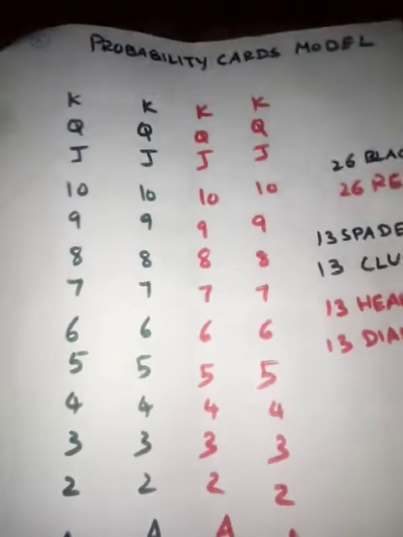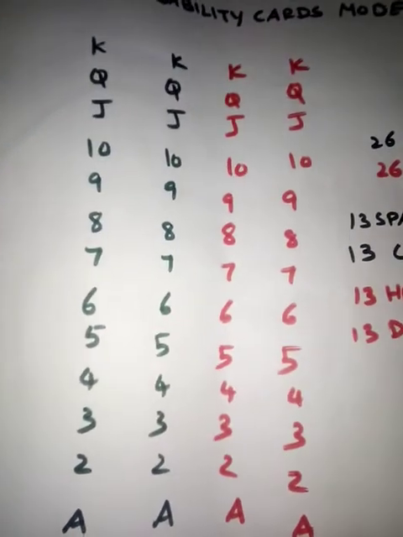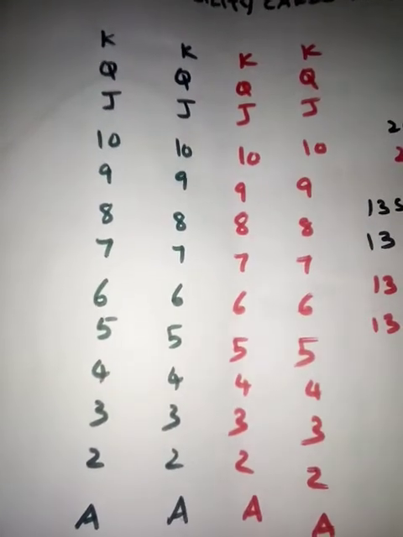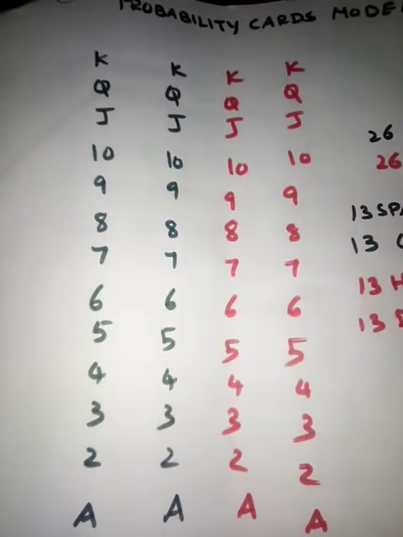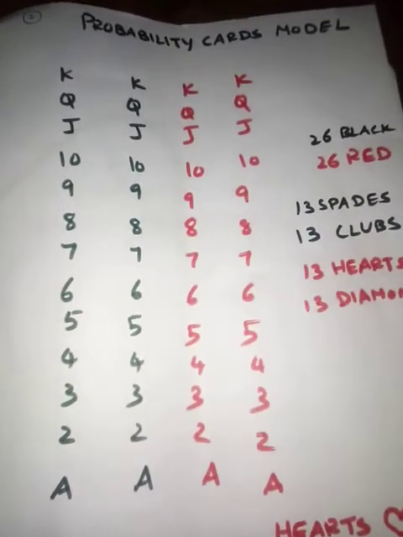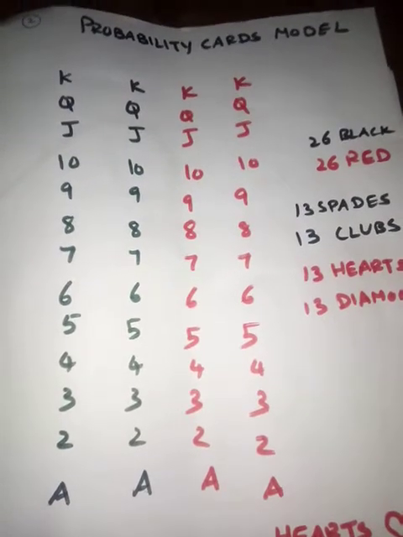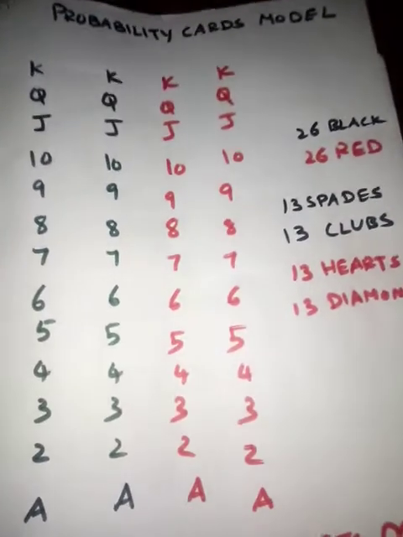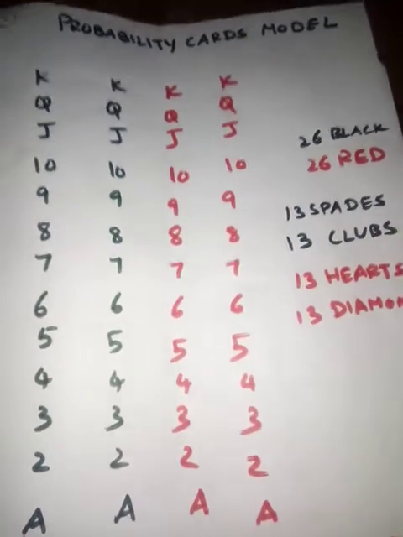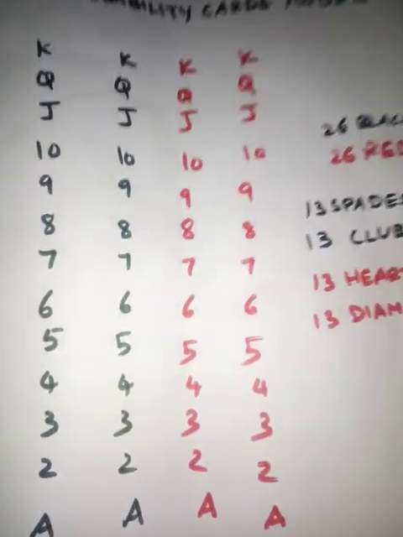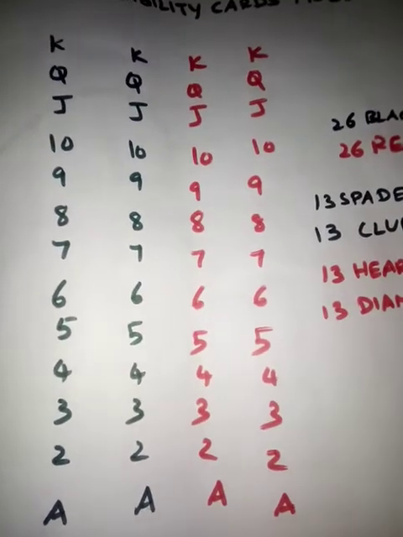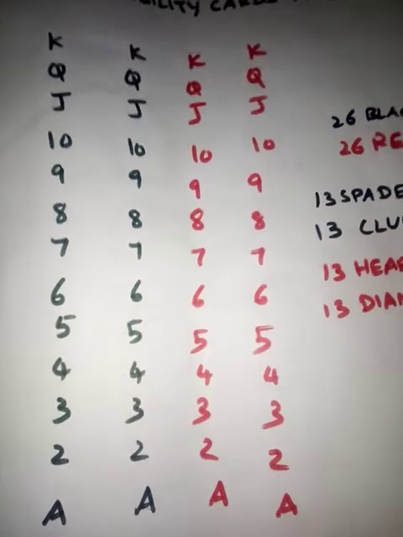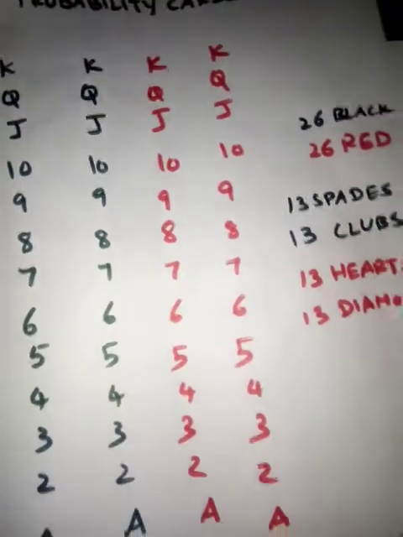Now we have to pick a black card. So out of these 26 cards, we can pick any one card. It can be king, queen, or jack, or 10, 9, 8, 7, 6, 5, 4, 3, 2 and ace. So out of these 26, we can pick any one card. In total there are 52 cards. From these 52, we have to remove one card, and that one card must be of black color.